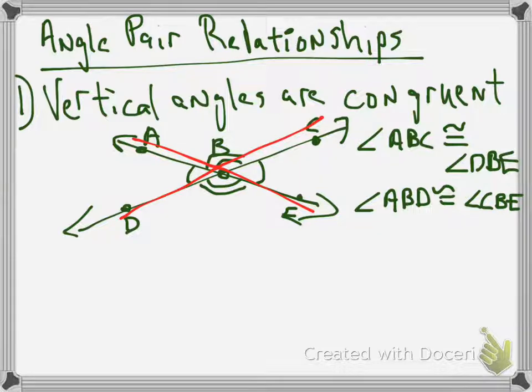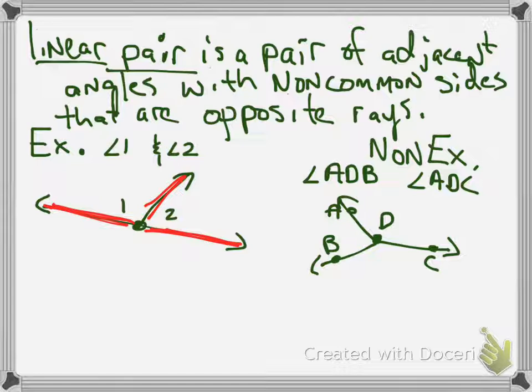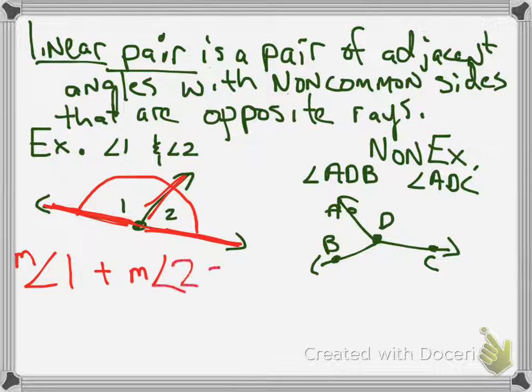So there you go. Complementary angles are two angles whose sum is 90 degrees. Supplementary angles are two angles with measures whose sum is 180 degrees. And any angles in a linear pair are supplementary. So if you go back here and talk about a linear pair, these two angles, 1 and 2, are supplementary. In other words, the measurement of angle 1 plus the measurement of angle 2 is equal to 180. Okay?